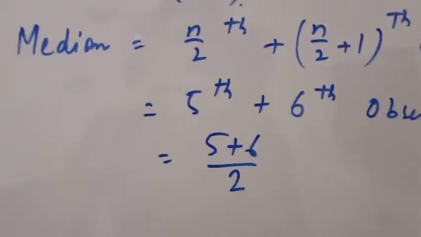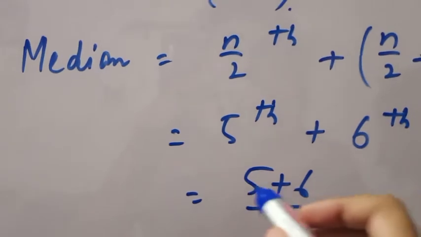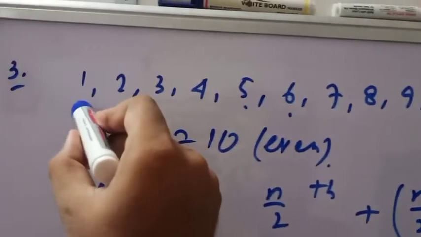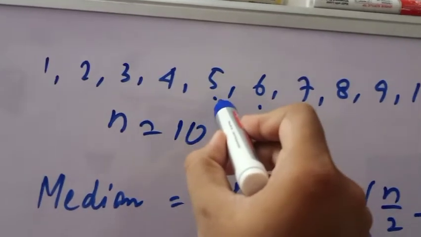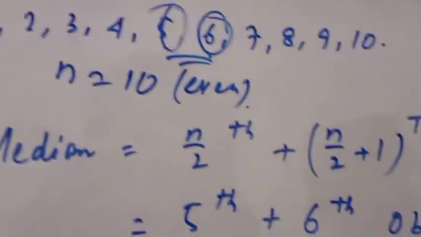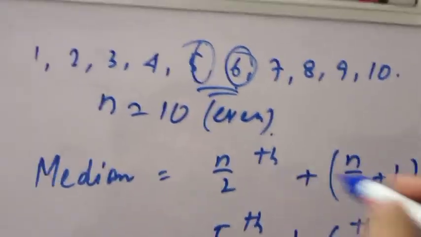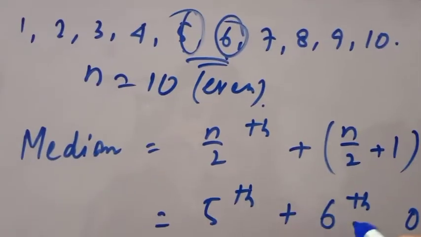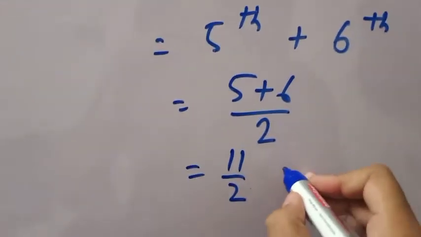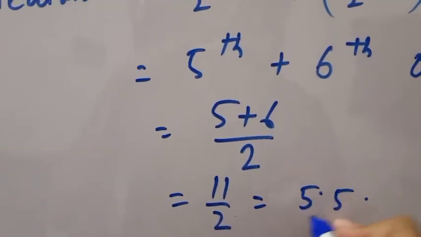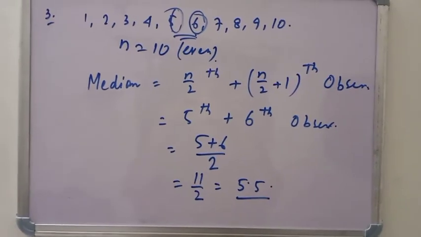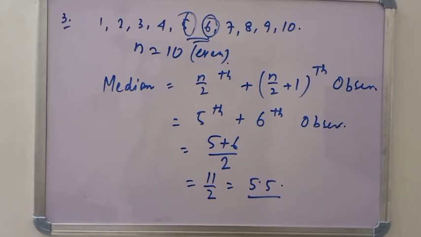Don't think that here the 5th and 6th observations are 5 and 6. Count from here: 1, 2, 3, 4, 5. This is the 5th observation and this is the 6th observation. Always find the observation from the data, not from here. So that means 11 by 2, that means 5.5. So 5.5 is the median of the first 10 natural numbers.